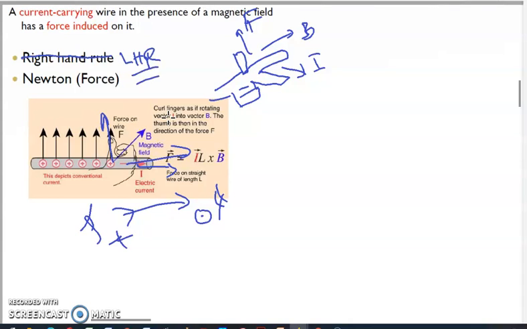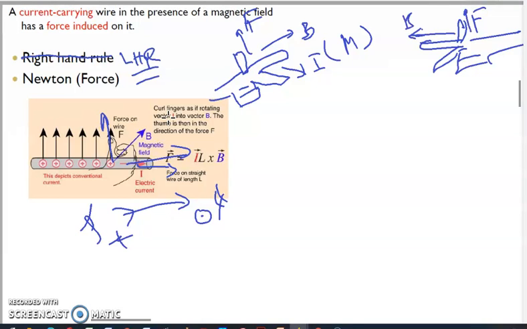This is applicable for a motor, and for a motor you use the left hand rule. Meanwhile, a generator follows the right hand rule. You have a generator, so it should follow the right hand rule. The force will be upward. This is the arrow or side of your magnetic field, and this will be your current. So this is for the generator using the right hand rule. Meanwhile, for the motor you use the left hand rule.